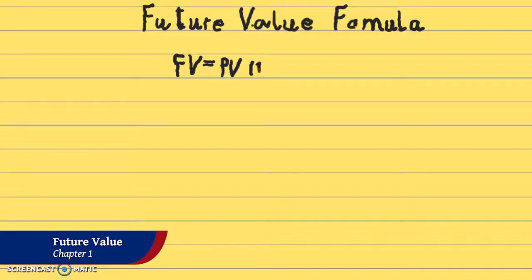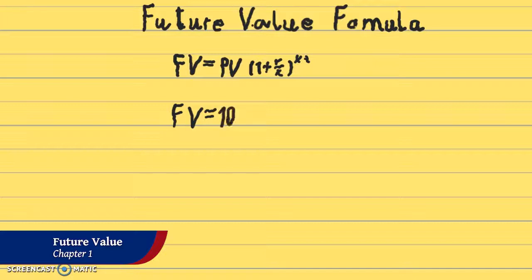FV, of course, stands for future value. Present value is the principal amount, and that's going to be PV. We're going to open our parentheses, put the 1 in, and add our interest rate divided by the number of compounding periods in a year. And then we're going to raise that to the number of compounding periods, K, times T, which is the number of years the investment is going to last.